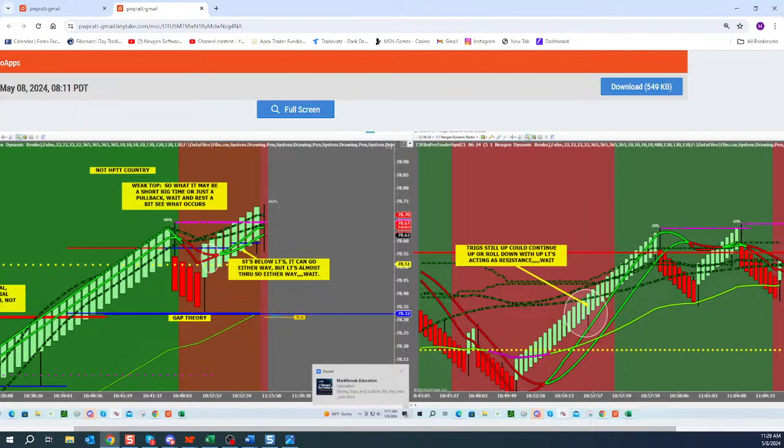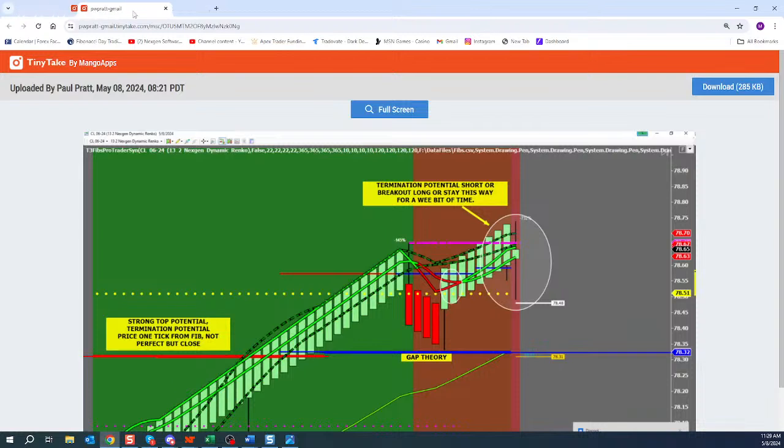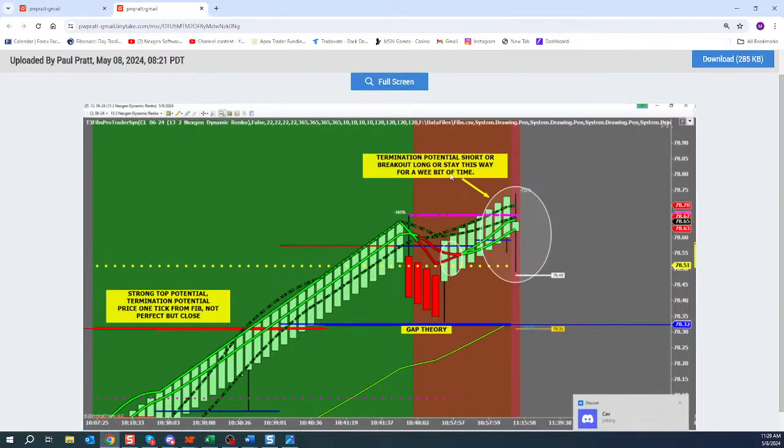You don't have momentum. You don't have a clear path. It just means do nothing. It means I don't know what it's going to do, and my best bet is to do nothing. Termination condition, potential short or breakout long, who knows? I don't know.